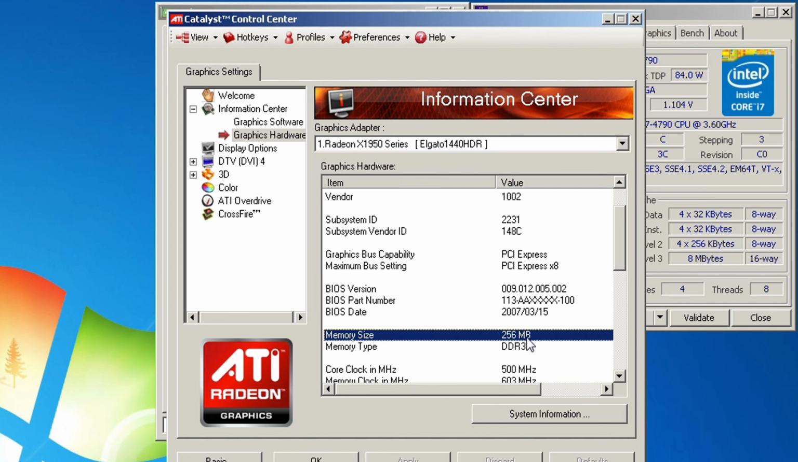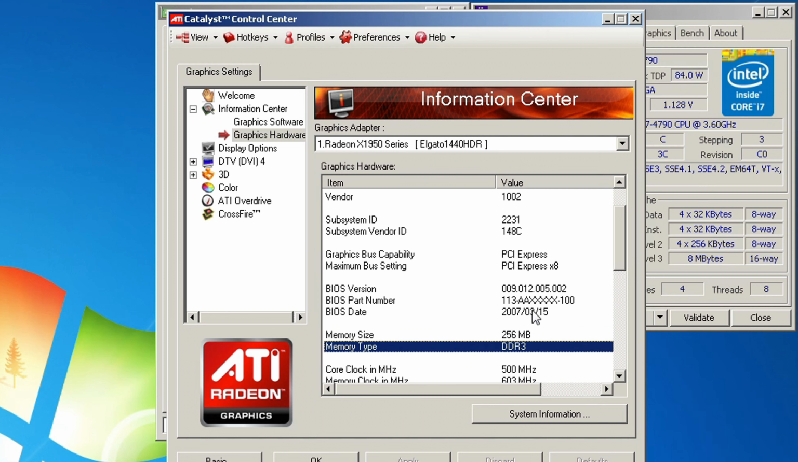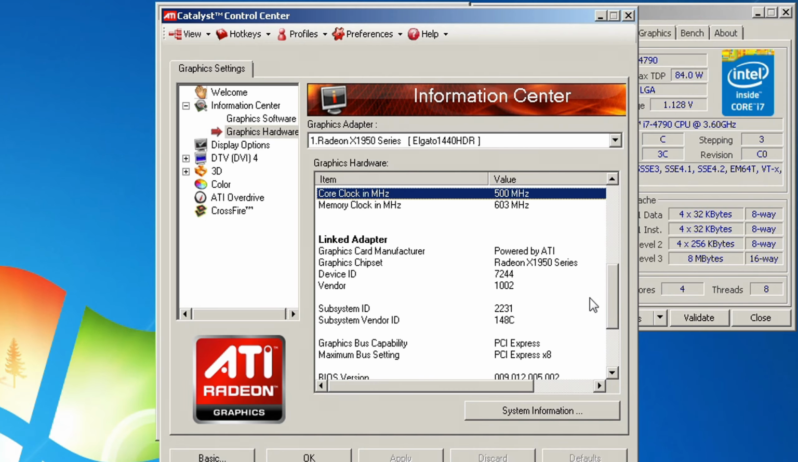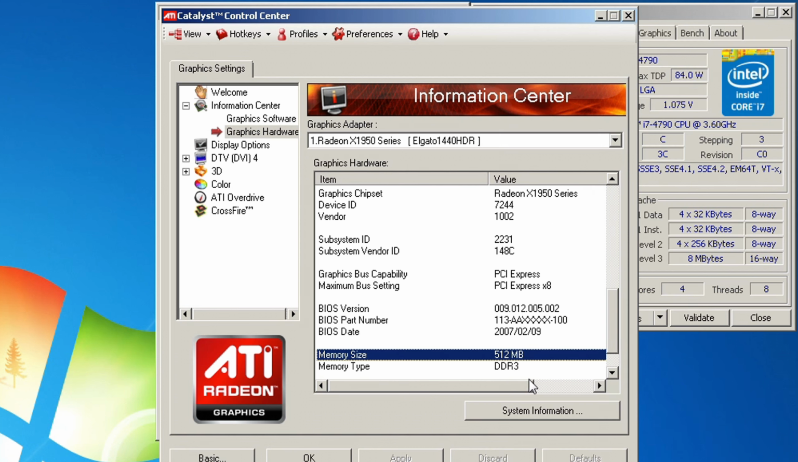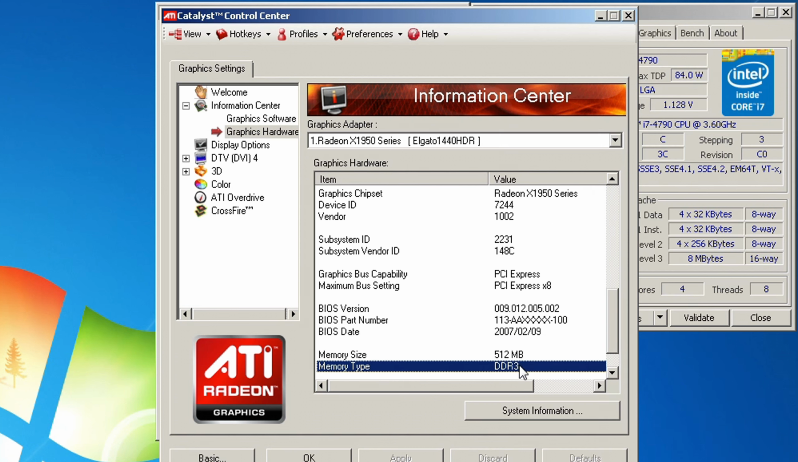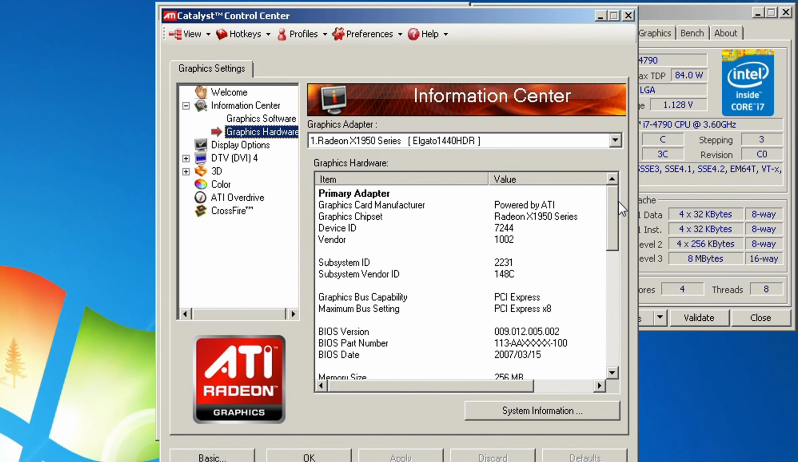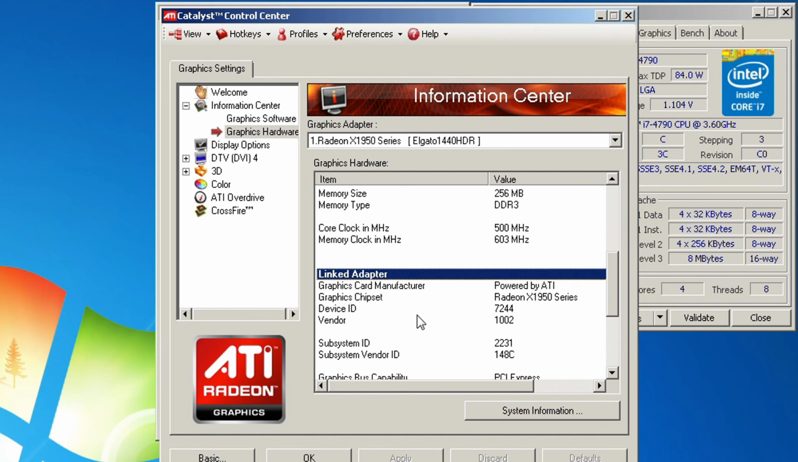This is the maximum bus setting that I have. It says I got 256 megabytes of VRAM. In GPU-Z, it says I got GDDR3 running at 500 megahertz, not 628. This one is with 512 megabytes of VRAM, GDDR3. At the same time, this one is 500 megahertz on the core clock and 603 megahertz on the memory clock. Both of them are linked together on this frequency. Funny thing about this is that this is the primary adapter and this is a link adapter. Let me show you why the name is important.